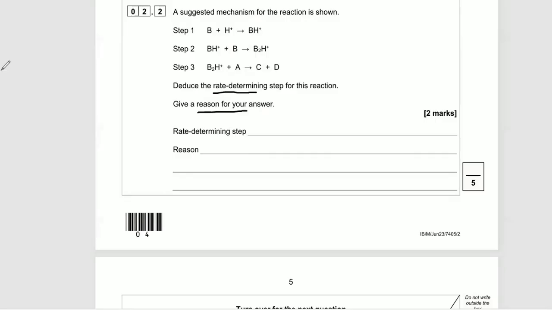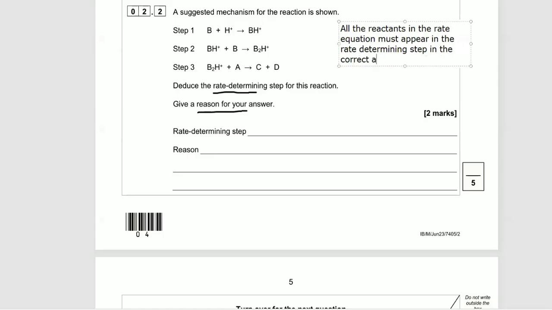That's the slowest step in the reaction, the rate determining step, the one that limits the rate of the reaction. So it's the one that takes the longest. Give a reason for your answer. Well, you need to know this rule off by heart, and that's that all the reactants in the rate equation must appear in the rate determining step, and they must appear in the same amounts by the end of that step as they do in the equation.